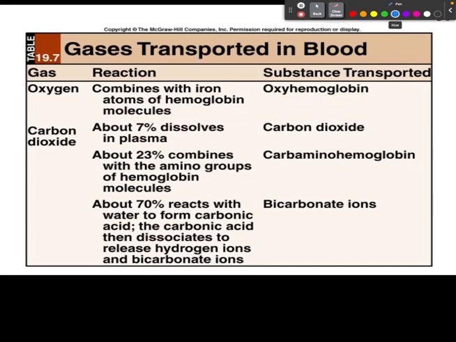CO2, we talked about this, but it'll be good to talk about again. So in CO2, about 7% of carbon dioxide gets dissolved in the plasma of the blood, and only about 23% is going to combine with the amino groups of hemoglobin to connect to it similar to how oxygen connects to hemoglobin. So only about 30% of the CO2 in your blood is going to remain as carbon dioxide.